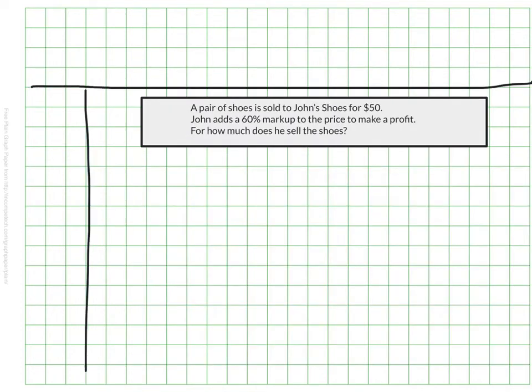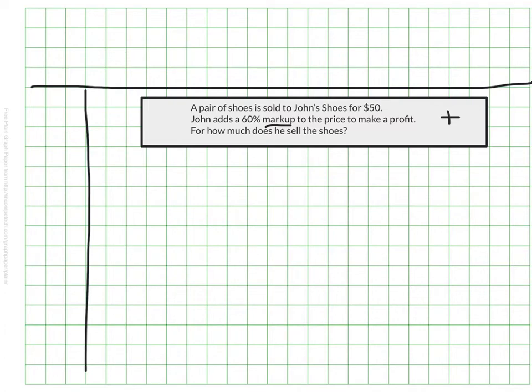Here's another scenario. Store owners need to place a markup on their items before they sell them to customers so they can make a profit, right? That's how business works. So we have here a pair of shoes that's sold to John's shoe store for 50 bucks. He adds a 60% markup, so he's adding a percentage to the price so that he can make his profit. And then we want to know for how much does he sell the shoes.